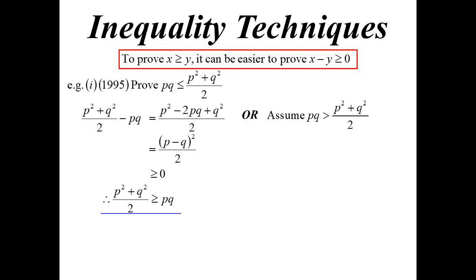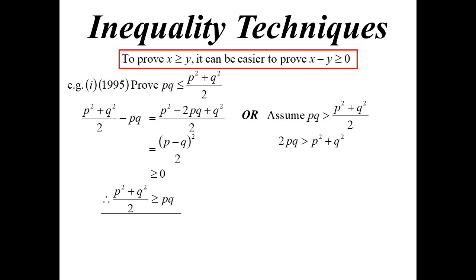Another way of approaching this question, I could have done it this way. If for some reason you wanted to, you could prove it by contradiction. I could say, well, no, I'm going to assume that actually PQ is greater than P squared plus Q squared on 2. So I'm assuming this to be a fact.